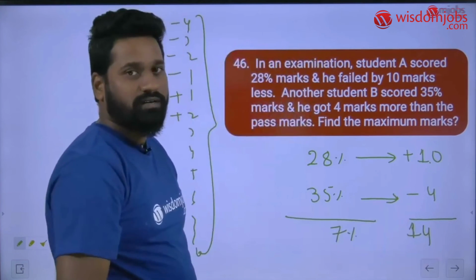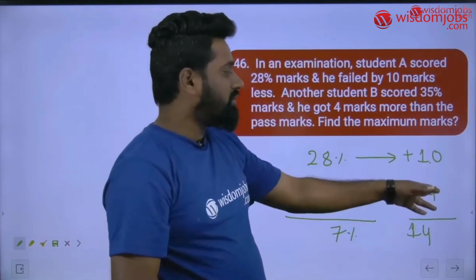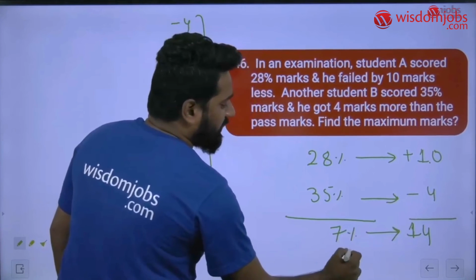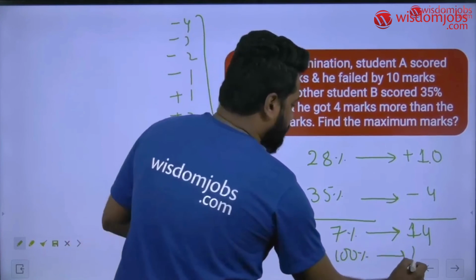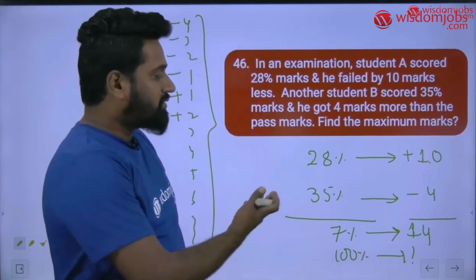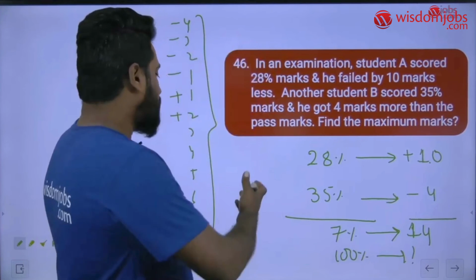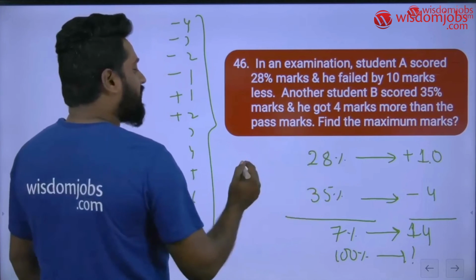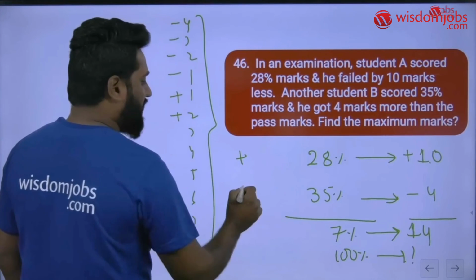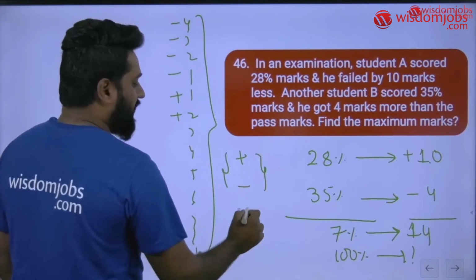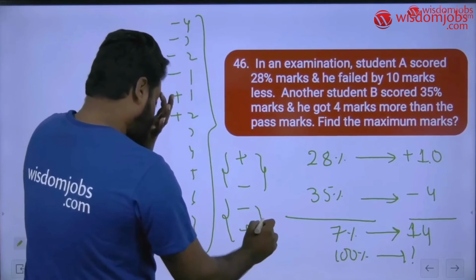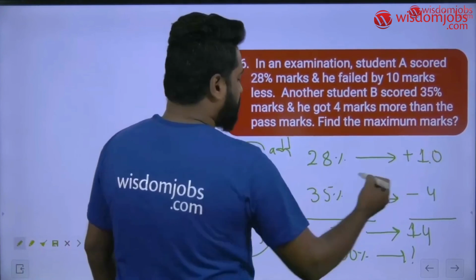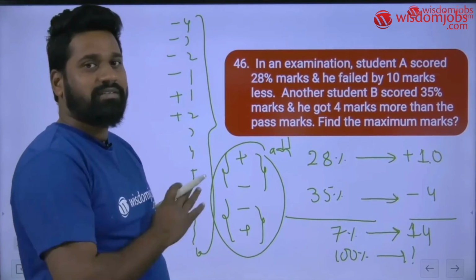10 and 4, directly you can add these two. So 7% indicates 14. 100% indicates how much? Is it clear? So that becomes the required answer. You will get 200. Is it clear now? So whenever you are getting plus and minus combinations, or minus plus combination, you can add directly 10 plus 4, like that you can add those two directly.